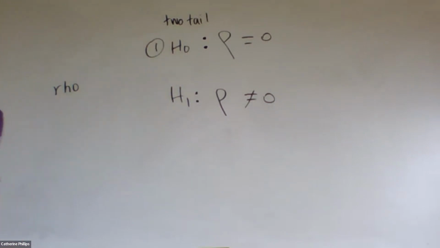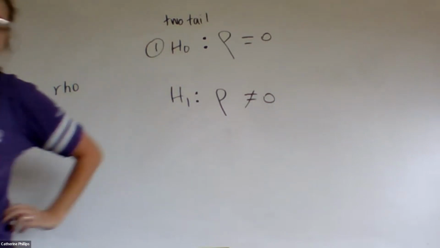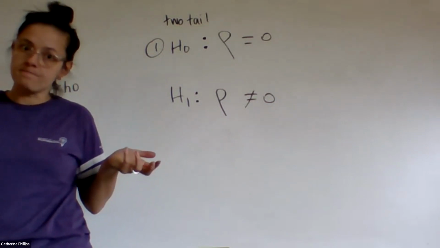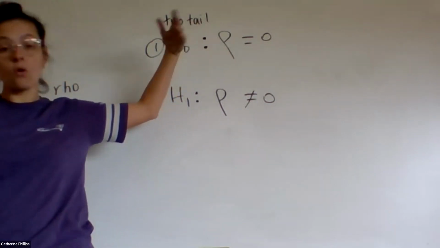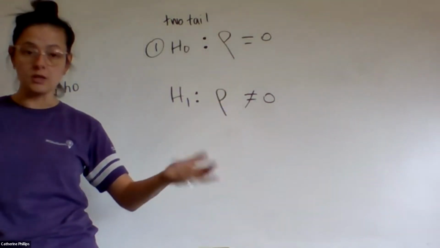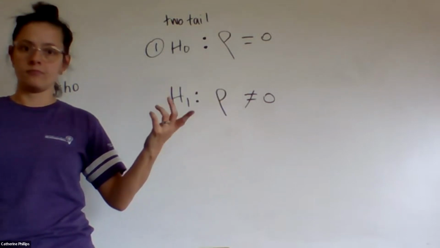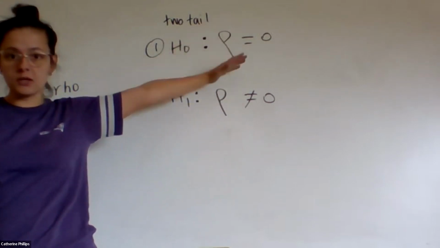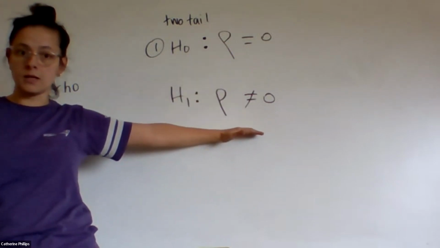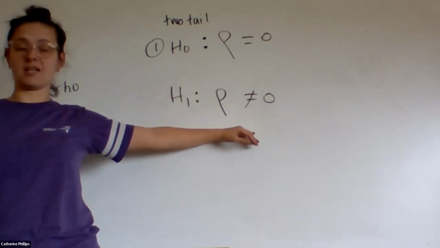And the question that we're always asking with the correlation is whether or not the correlation is different than 0 in this case, or if we have a one-tailed test, whether it's bigger or smaller in a particular direction. But for this example, we have a two-tailed test, so null is rho is equal to 0. Alternate is that rho is not equal to 0.